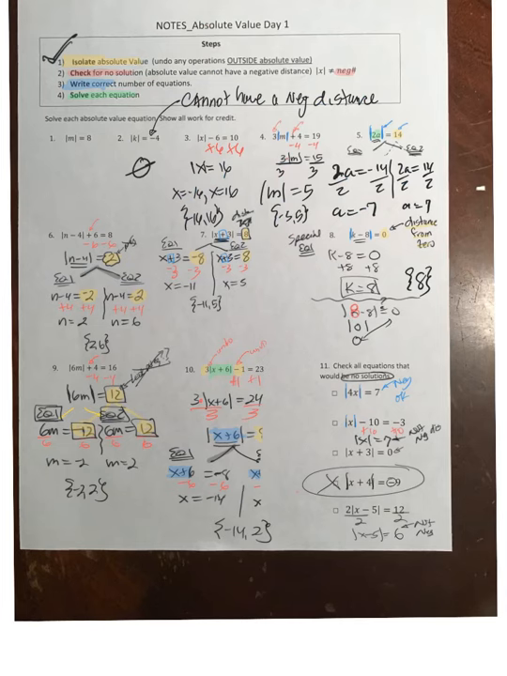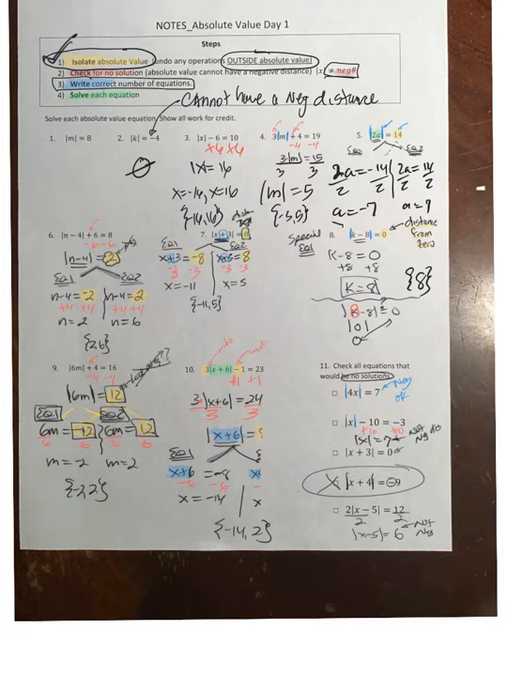Okay, so today we're solving absolute value equations. Remember the steps, and make sure you follow them in order. You isolate the absolute value, which means you have to undo anything outside the absolute value. Then you check to make sure you don't have a no solution situation, because you can't have a negative distance. Then you write the correct number of equations.